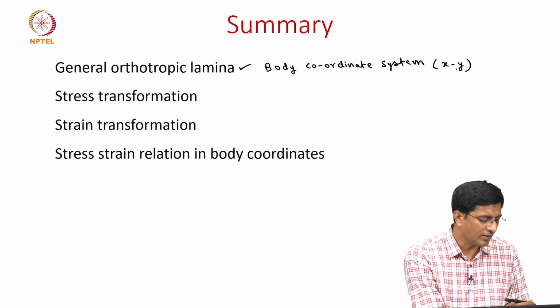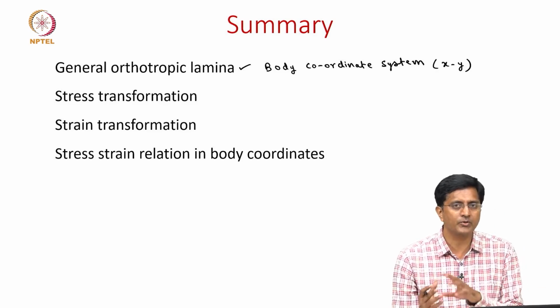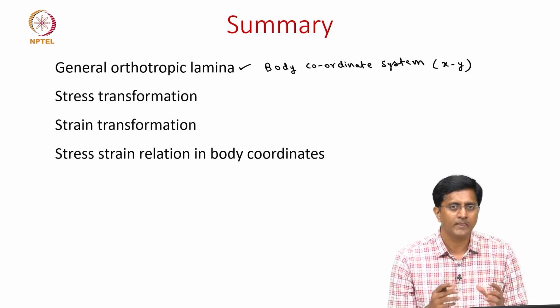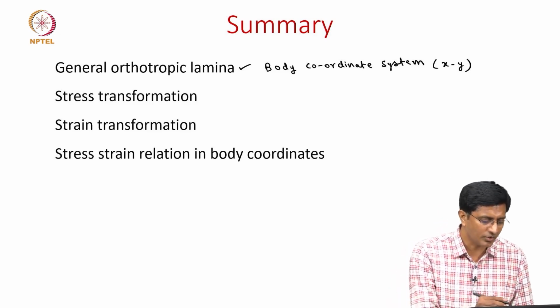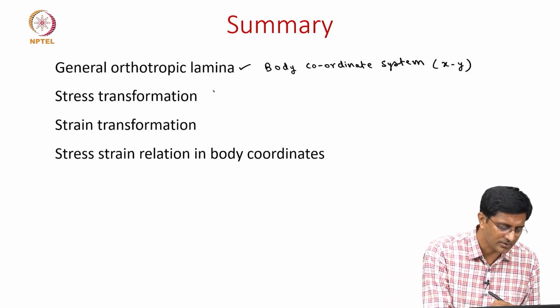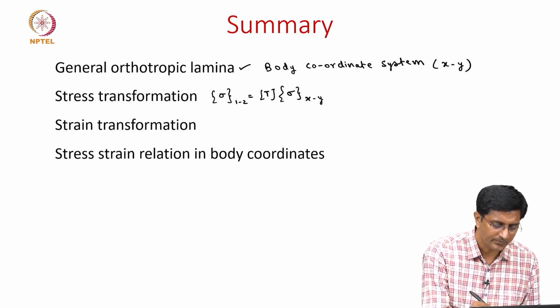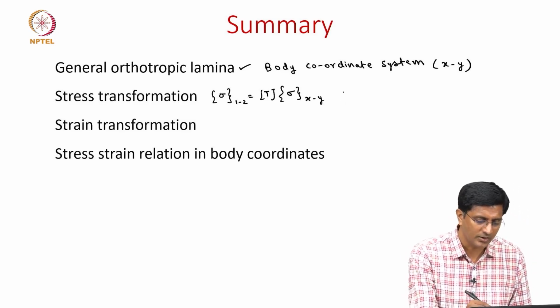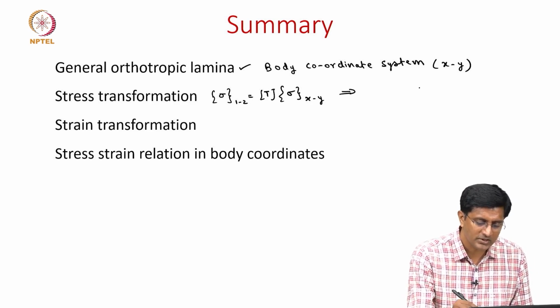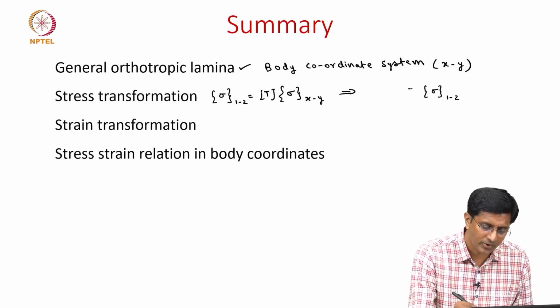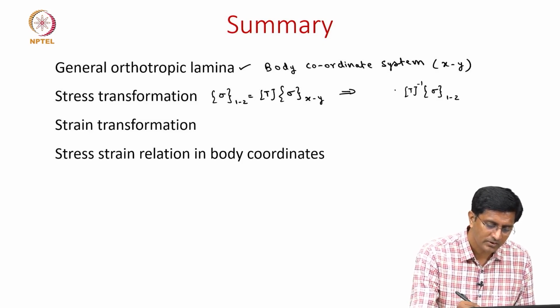And then we started looking at the stress transformation going from one coordinate system to the other. Going from the body coordinates to the material coordinates, we used this transformation matrix T. So, T times the stresses in the body coordinates gave us the stresses in the material coordinates, or if we start with stresses in the material coordinates, we need to pre-multiply with T inverse to get the stresses in the body coordinates.